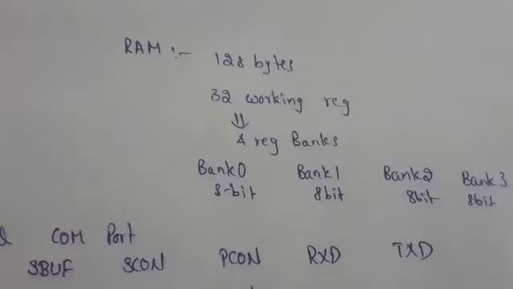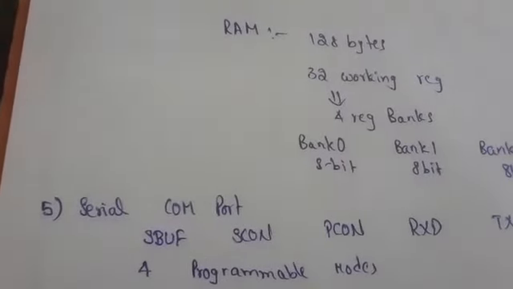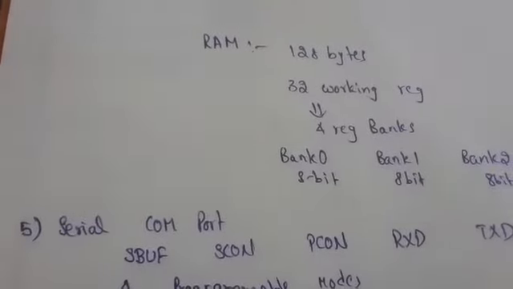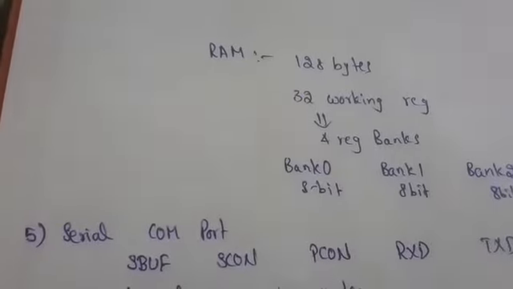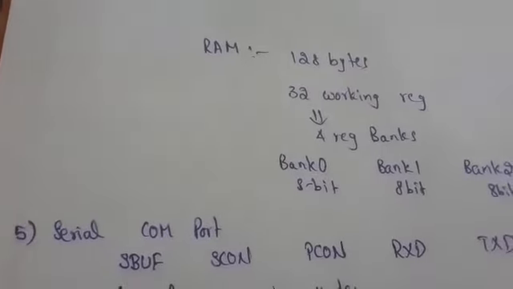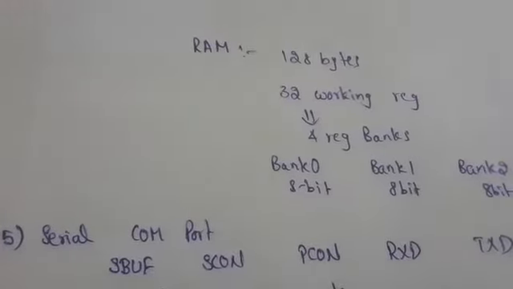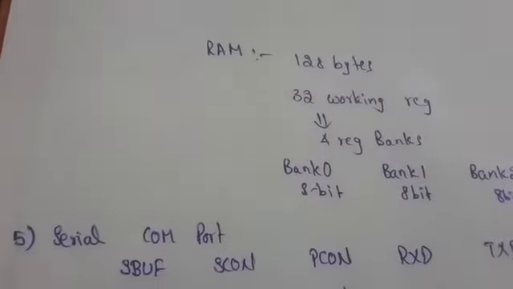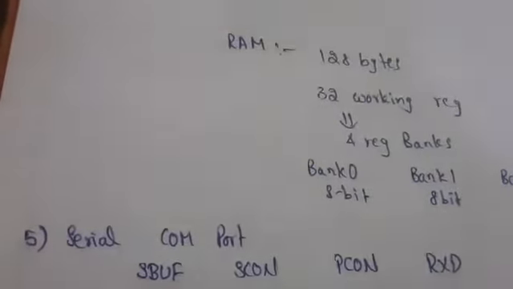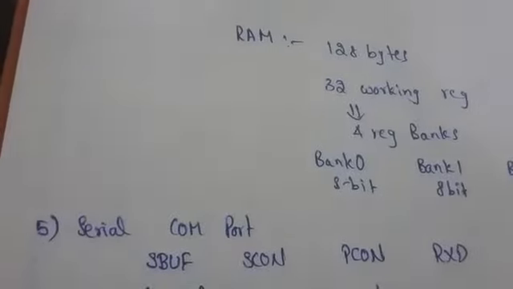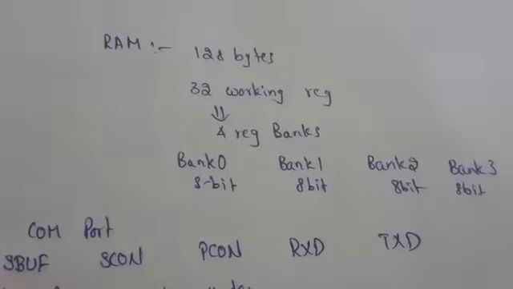Receive data, transmit data. And the serial communication port has 4 programmable modes. Those are serial data mode 0, that is shift register mode. Second one, serial data mode 1, standard UART. UART means universal asynchronous receiver transmitter. Next one, serial data mode 2, that is multiprocessor mode. And last one, serial data mode 3. So these are the serial communication ports, having these kinds of registers, and these are the receiver and transmitter pins.